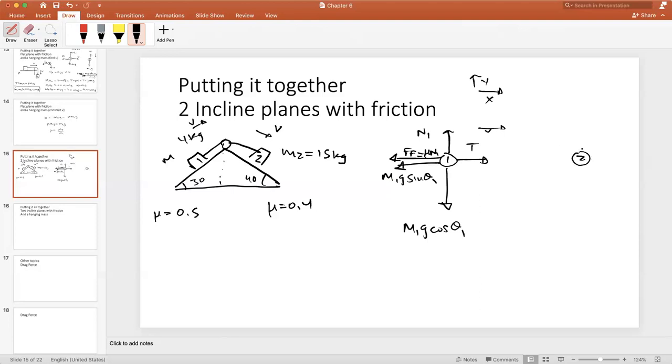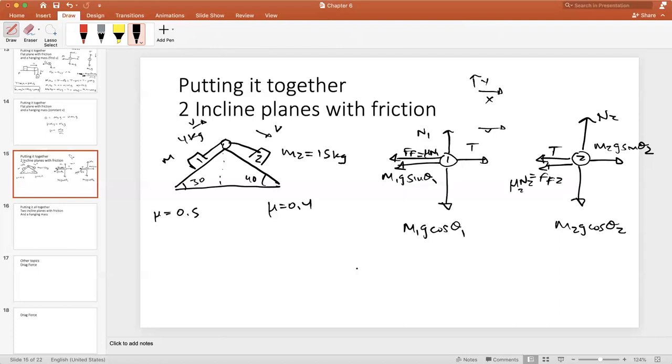The free body diagram for number 2 is N2, M2G cos theta 2. It's headed down, M2G sine theta 2, and tension, and force of friction number 2, which is mu2 N2. What we see in this problem is that because it's sliding downward, the friction is up the plane for mass 2, and down the plane for mass 1.